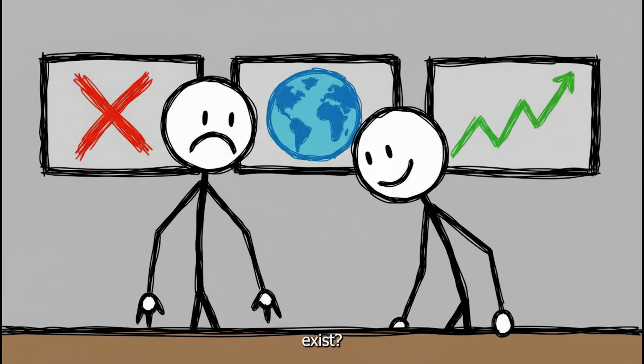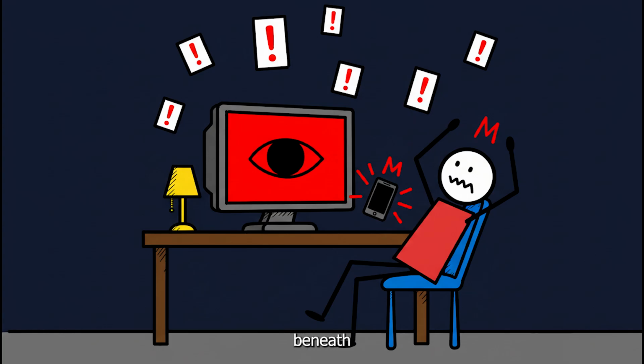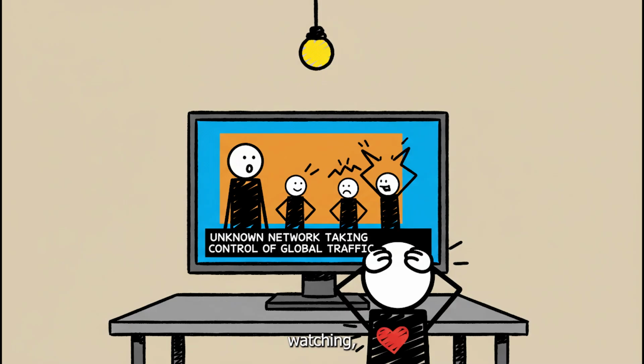Why would something like this exist? The man hesitates. He answers, "For emergencies." You frown. What kind of emergency needs control of the entire planet? His voice becomes quieter. The kind where the internet has to be rebuilt from scratch. A backup network? Hidden beneath the internet? Waiting, watching, ready to take control if everything else fails. But somehow your computer woke up.